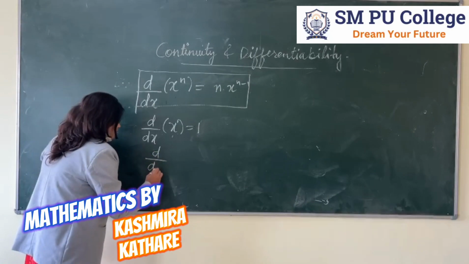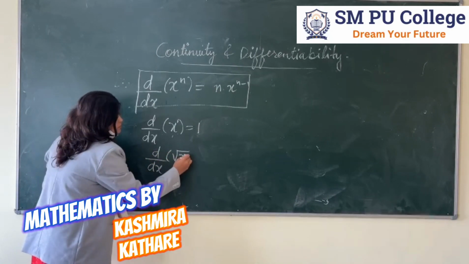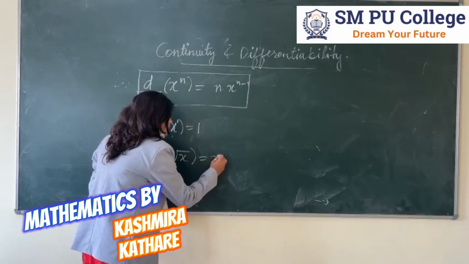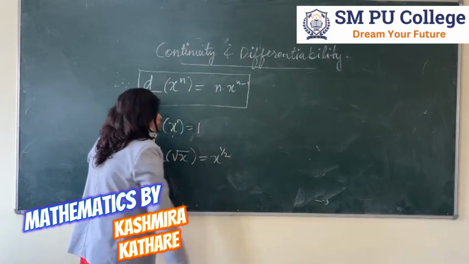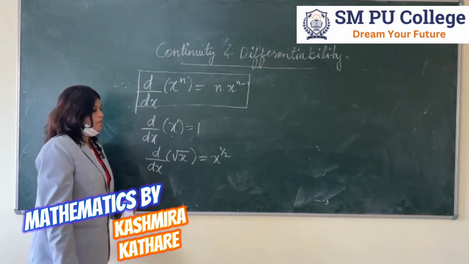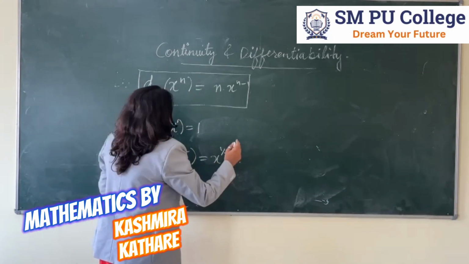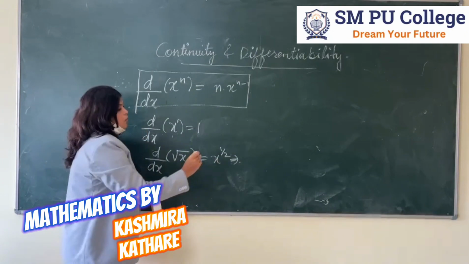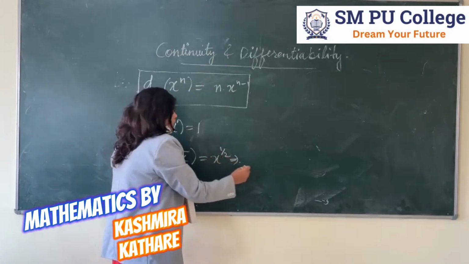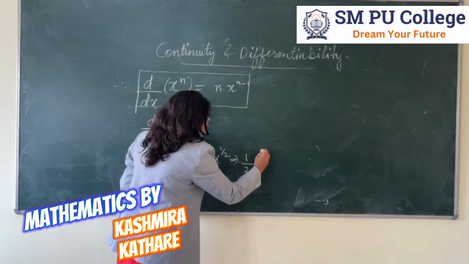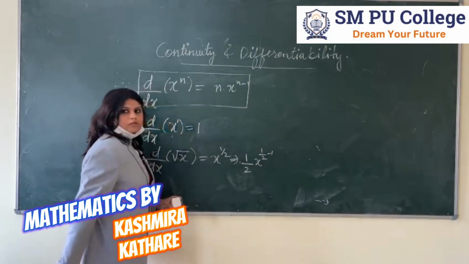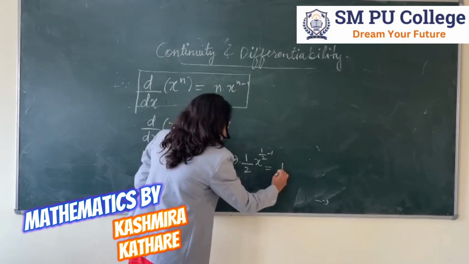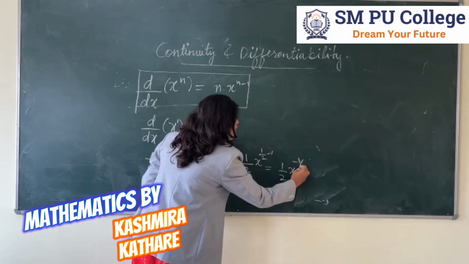Differentiation of root x. Now, how to solve this? Root is nothing but half, x raised to half. If we want to solve this, you have to again use this formula, n into x raised to n minus 1, where n is nothing but half. Half x raised to half minus 1. Then, when you simplify this, you will get half x raised to minus half.